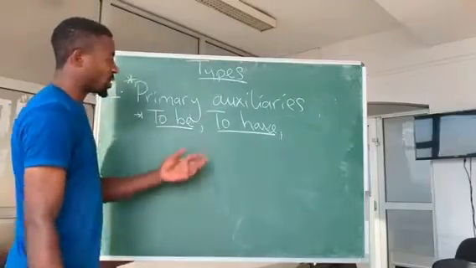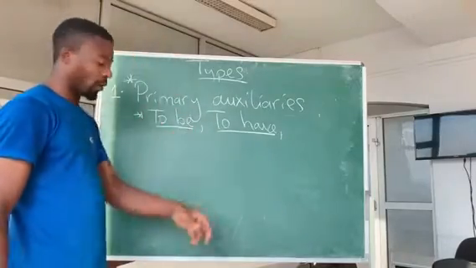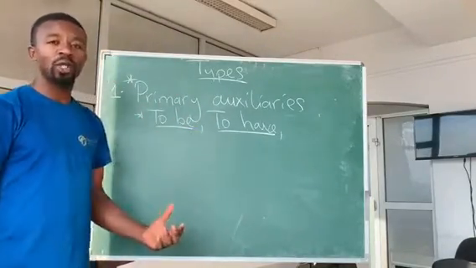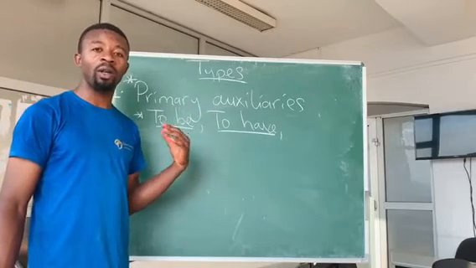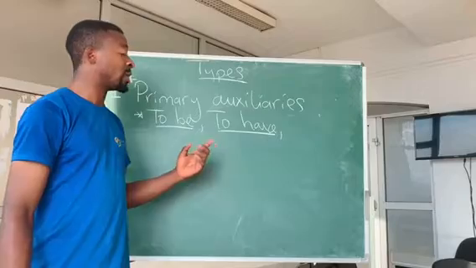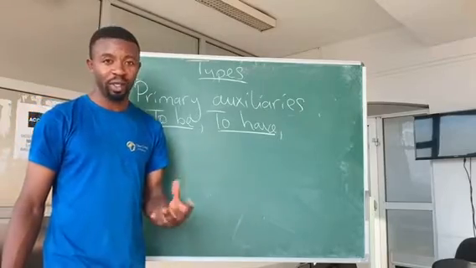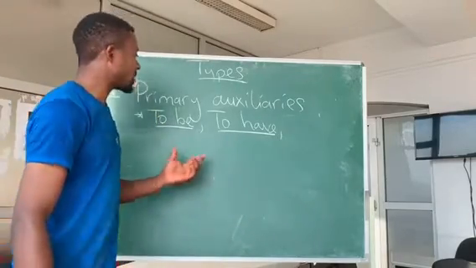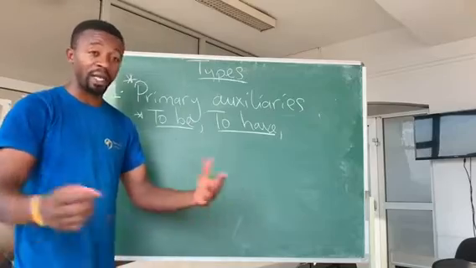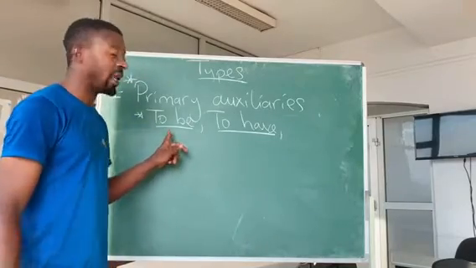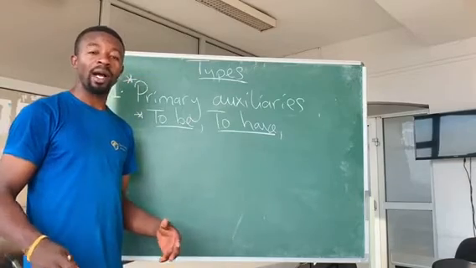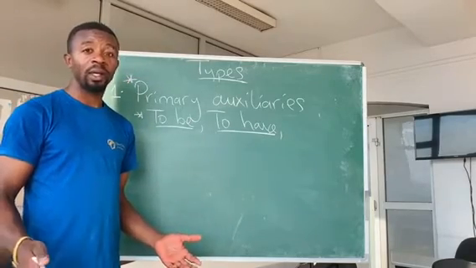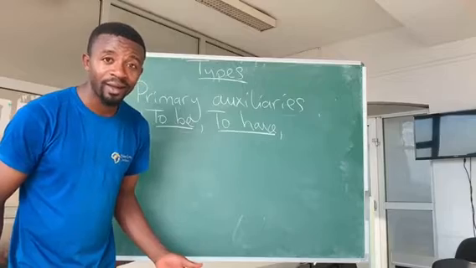Alright, now we are left with just two. First of all, why do they call them primary auxiliaries? First, it is simply because they can be used either as full verbs or as auxiliary verbs. Same thing as in French.